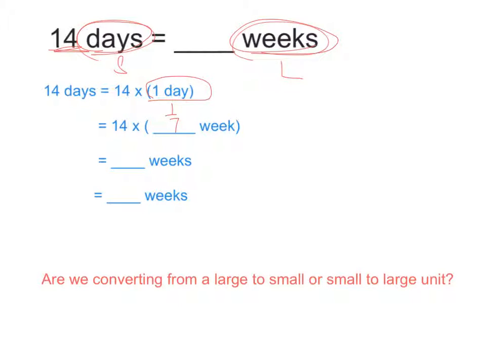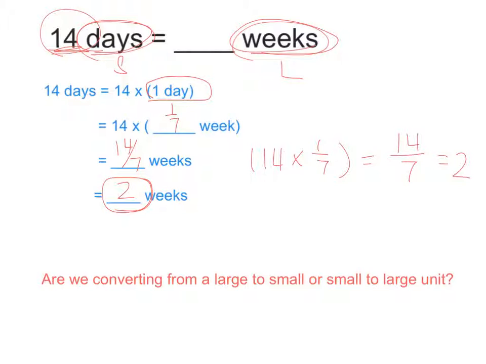So then we can do 14 times 1/7. Remember back to 4th grade, when I multiply that, what does that equal? It equals 14 over 7, so 14 over 7 weeks, which is equal to 2 weeks. So we know that 14 days equals 2 weeks. Because we were converting from a smaller unit to a larger unit, we wanted our final number to be less than 14. Is our final number less than 14? Yes. So we can feel confident in saying that 14 days is the same as 2 weeks.